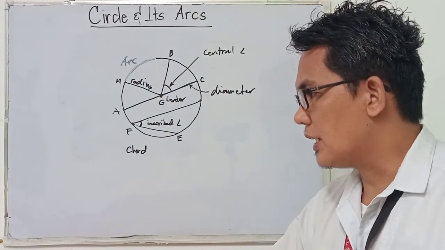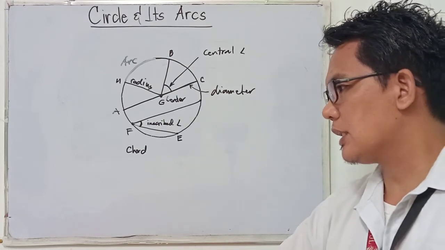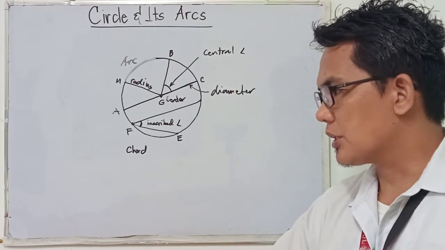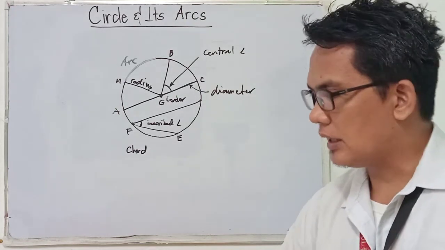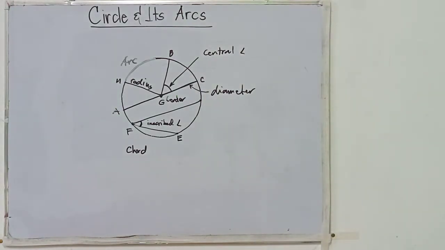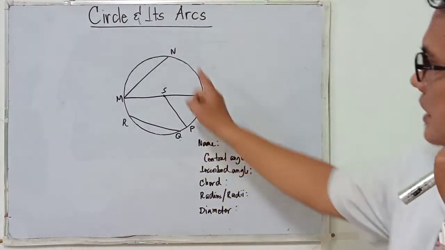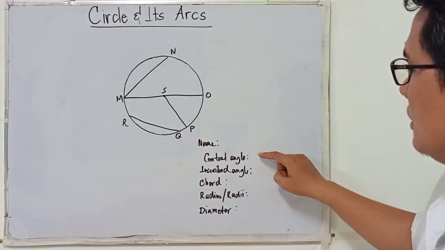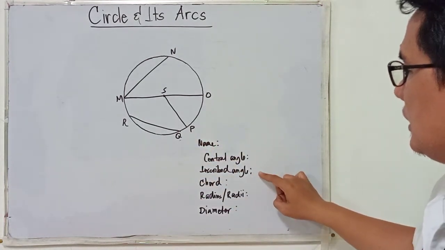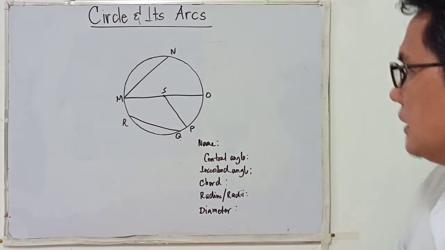So let's proceed to our lesson now. If you can see in your module, those are the definitions. The center is a point that can be used to name the circle, and so on: radius, chord, and diameter. So let us go to the first illustrative example. In this figure here, I have a circle. Let us try to identify the terms here.